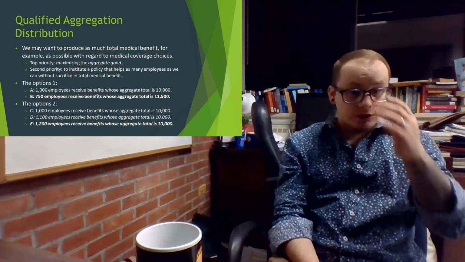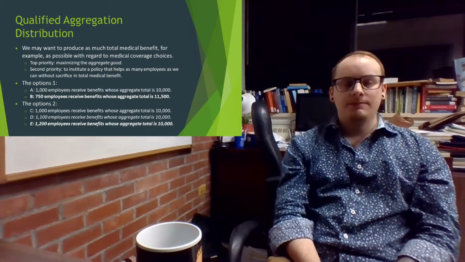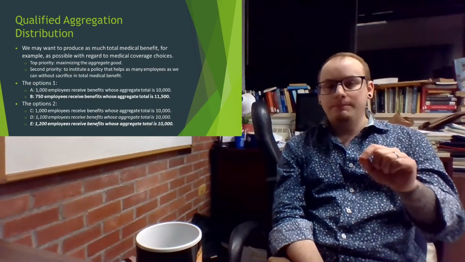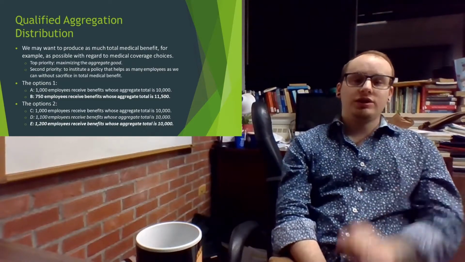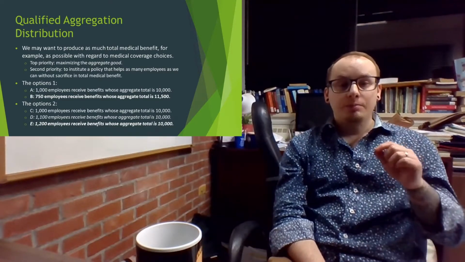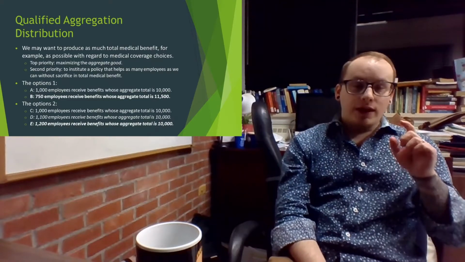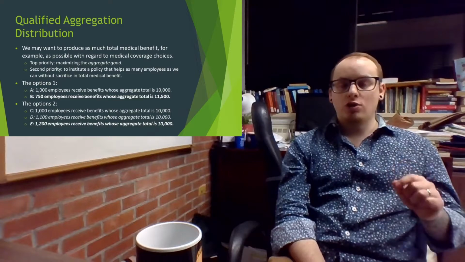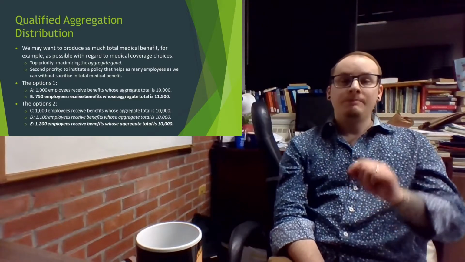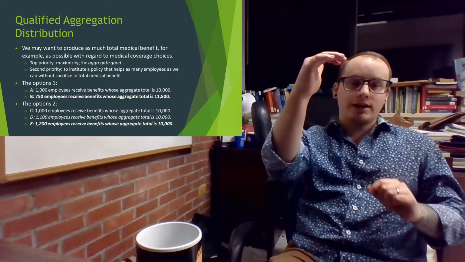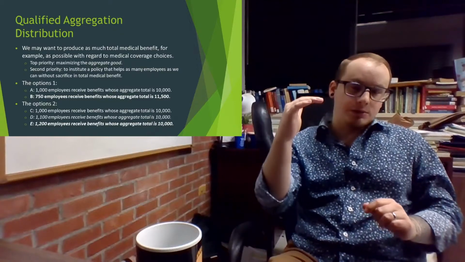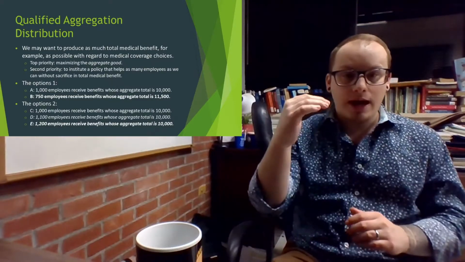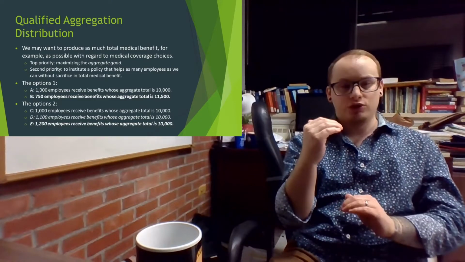Now, if we take those first two options we looked at previously, where the inclusiveness aggregation prefers option 1, the qualified aggregation distribution prefers option B. Because if 750 employees receive benefits whose aggregate total is $11,500, then that means there's a greater overall medical benefit that is able to be secured as compared to option A. And that's what I'm privileging here in this kind of distribution.